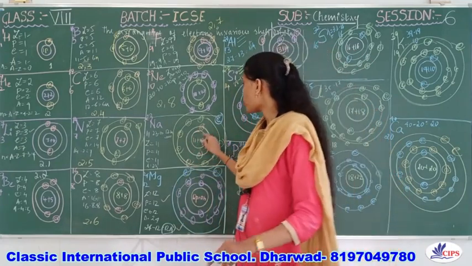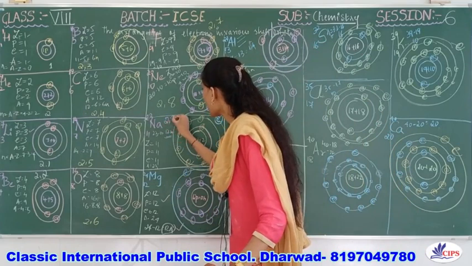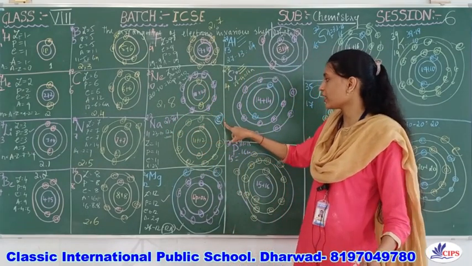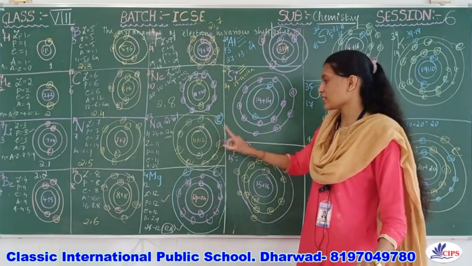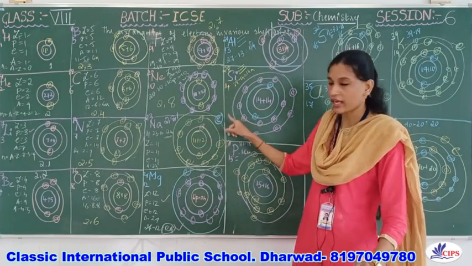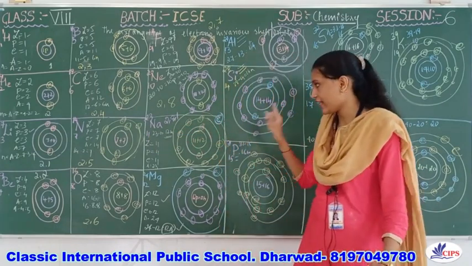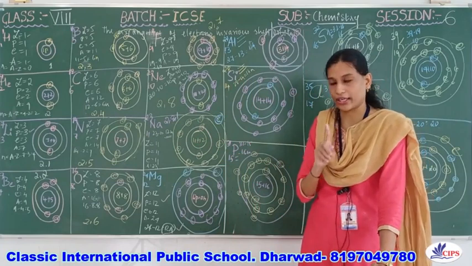Okay. Next we have sodium. Sodium 2, 8, 1. 1 electron. See, I have written it in another color here. K is full, L is full, M comes as the next shell. Atomic number is 11: 2 in K shell, 8 electrons in L shell, 1 electron in M shell.